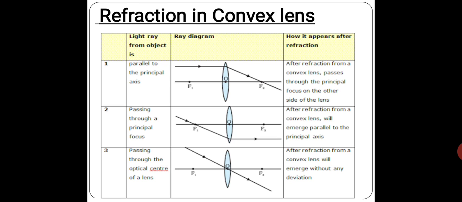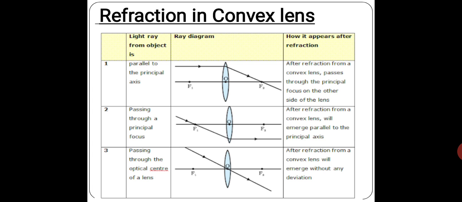Next one is the refraction in convex lens. Here again we have three rules. The first one is a ray parallel to the principal axis refracts through the principal focus on the other side of the lens. Second one is a ray passing through a principal focus emerges out as parallel to the principal axis on the other side of the lens.